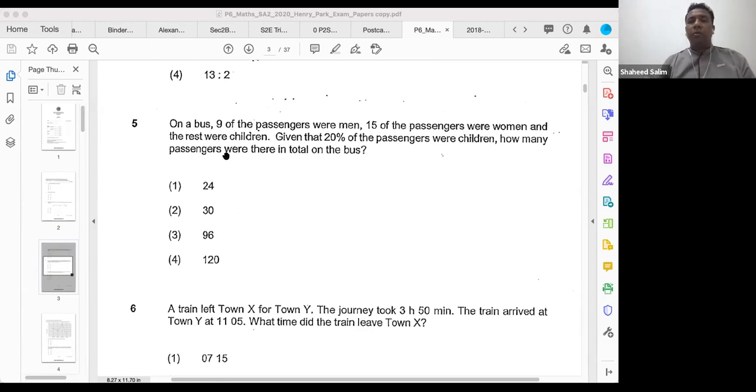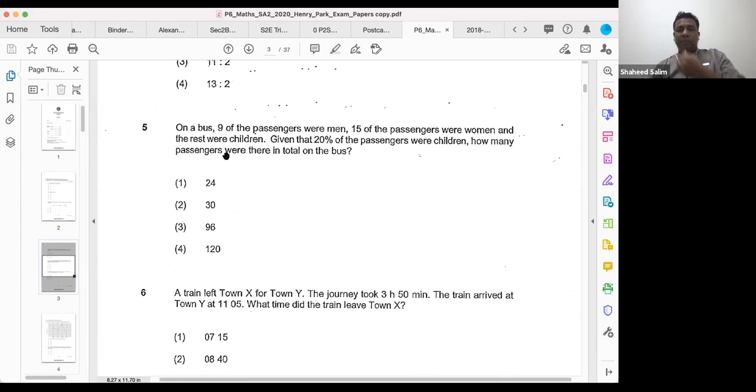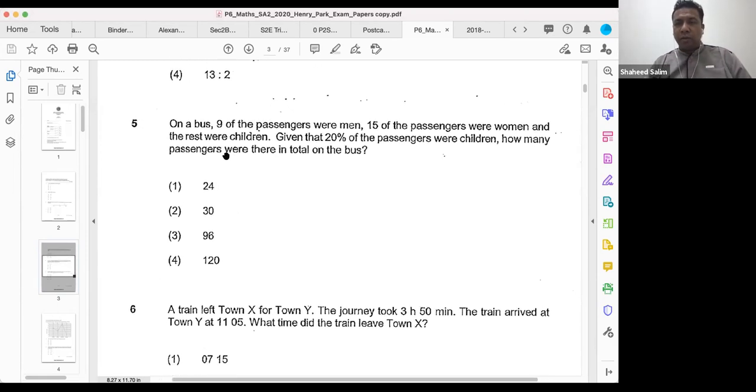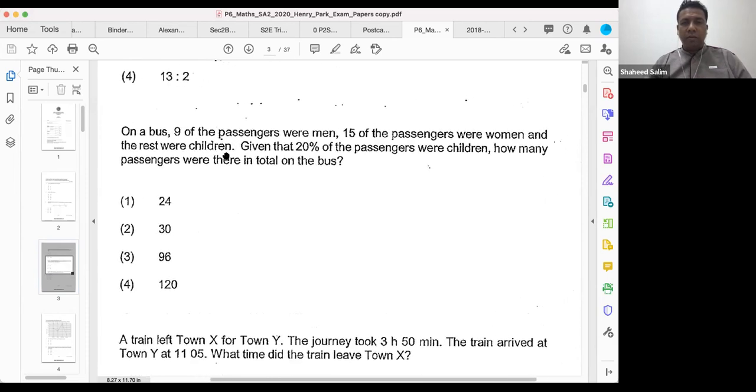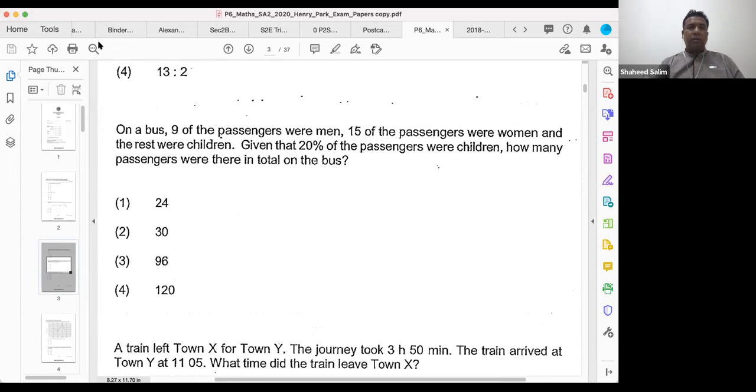Percentage now. Can you see now? I'll make it bigger. Now better.